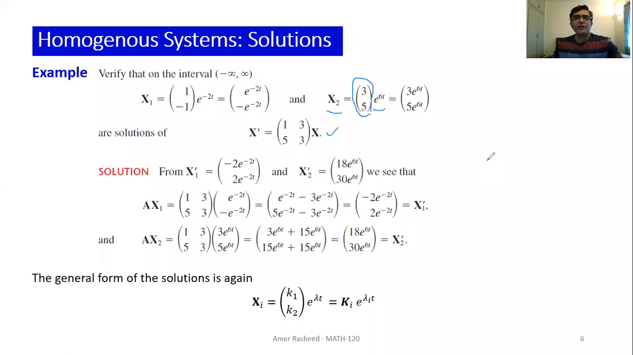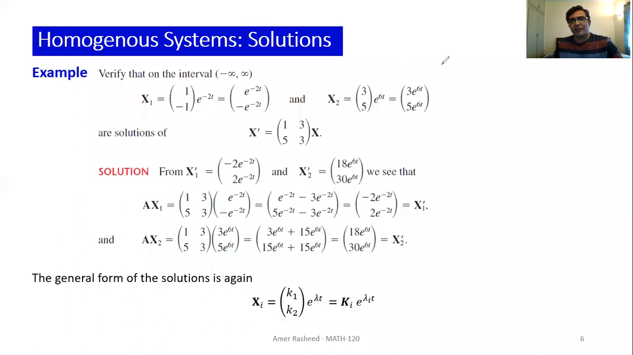Now, in general, homogeneous linear systems have a solution of this kind: a constant vector, a vector which contains constants, times the exponential of some constant lambda times the independent variable t. So in general, we can write this solution in this form: k, where k is a constant vector, times the exponential of some constant times t.